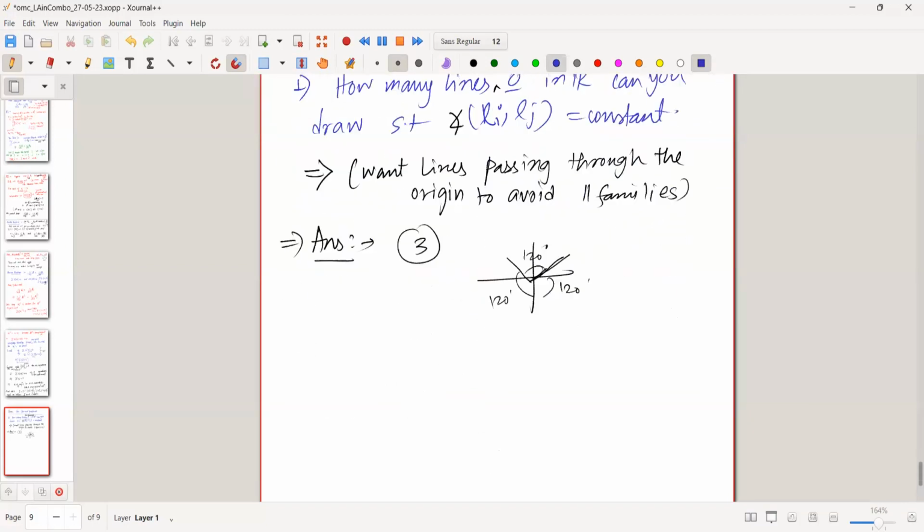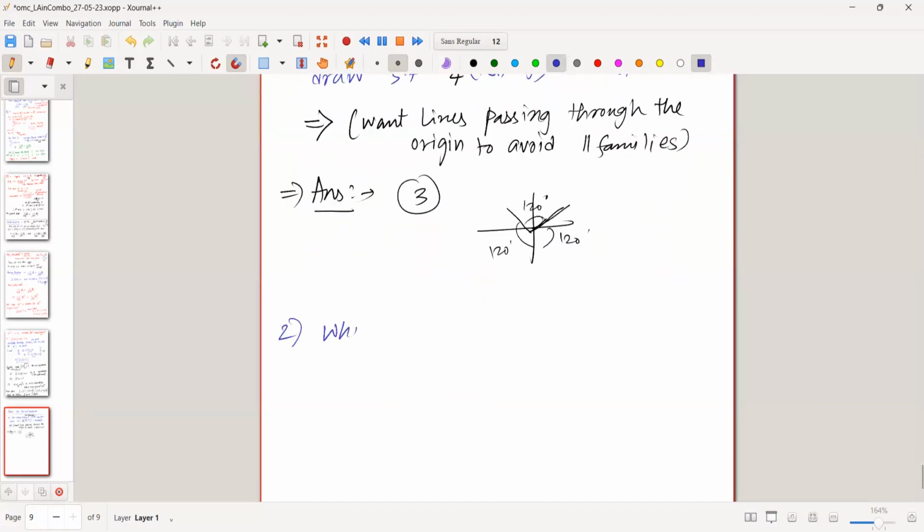So now, how do you answer this problem for R3? So what about R3? Again, you are looking at lines passing through the origin such that they have the same angle between any two of them. Is it still 3?